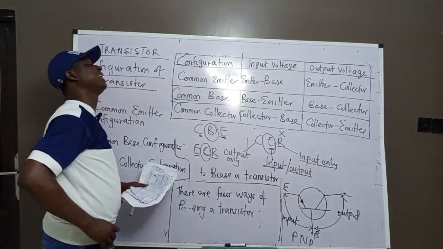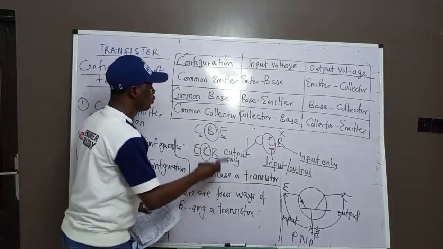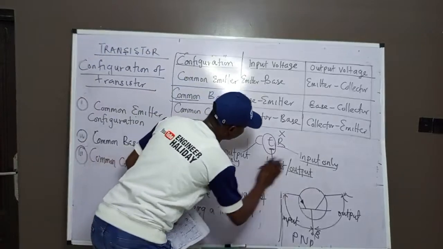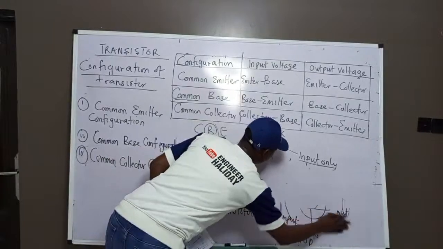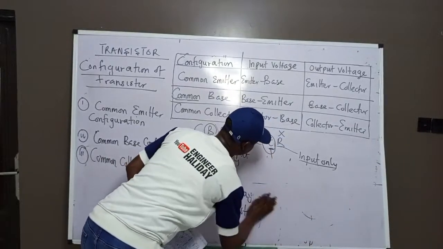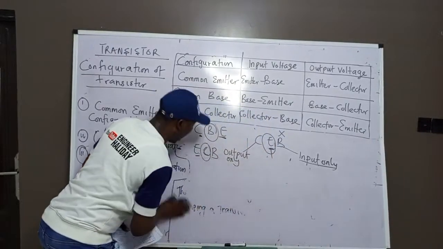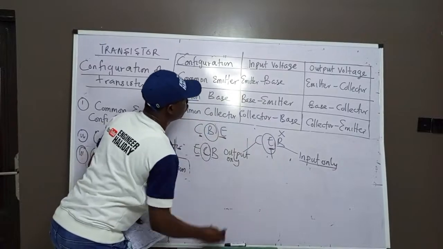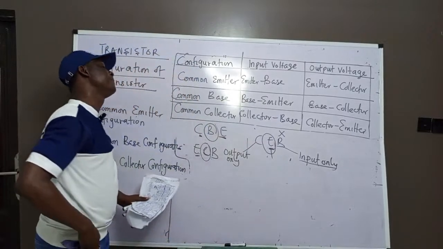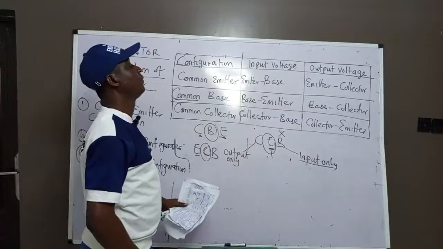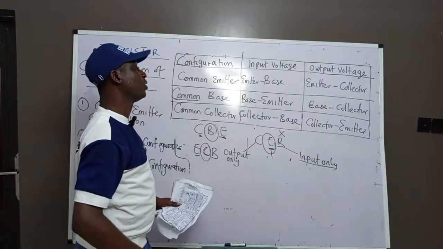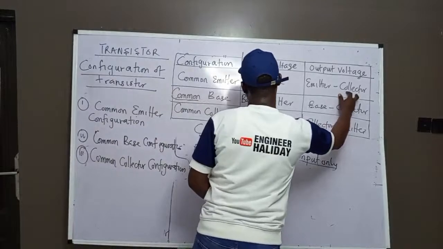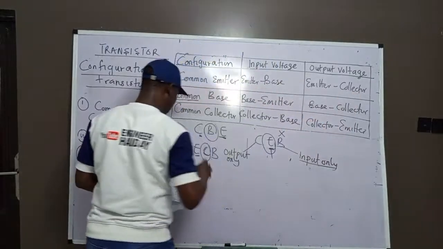If you go to past questions, you see that they will ask you, in a common emitter configuration, which of the following is the output of the configuration? You say A, resistor, B, collector, C, capacitor. The answer is collector. The output is the collector in the common emitter configuration.